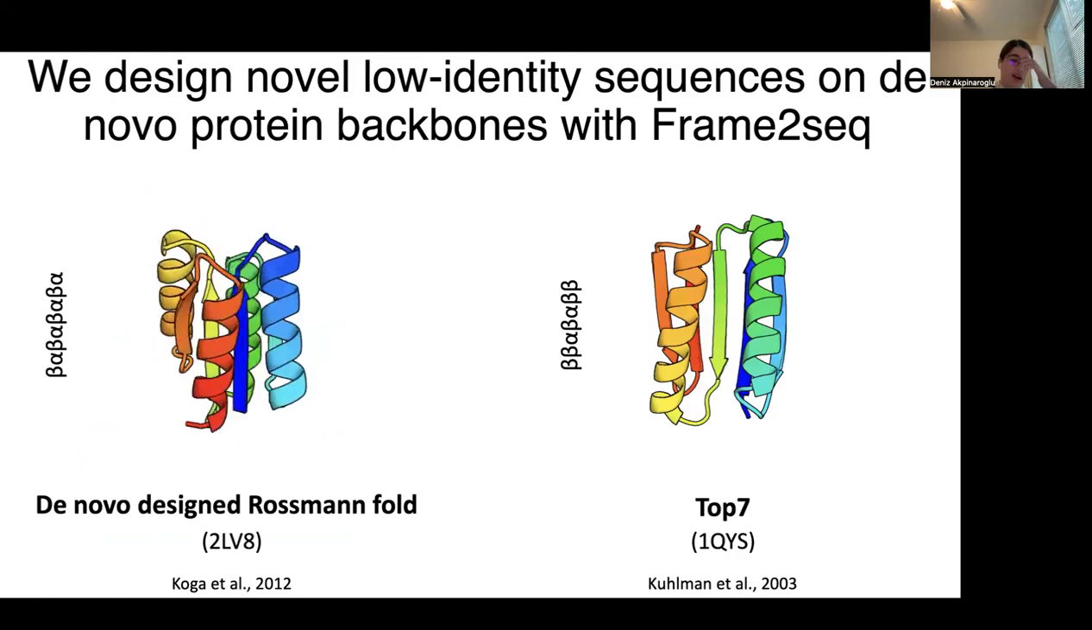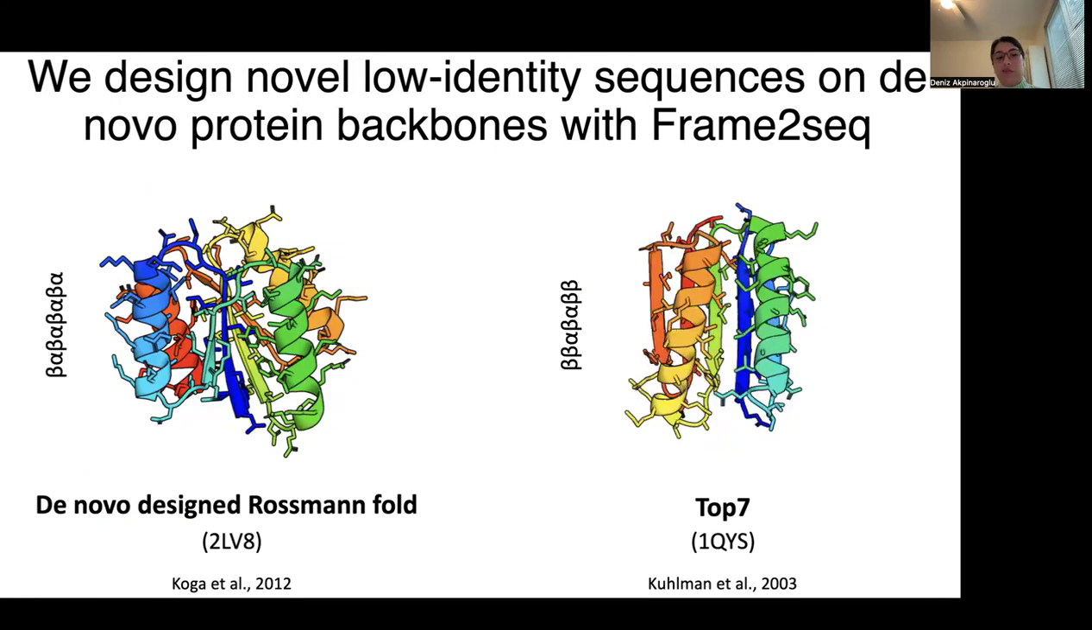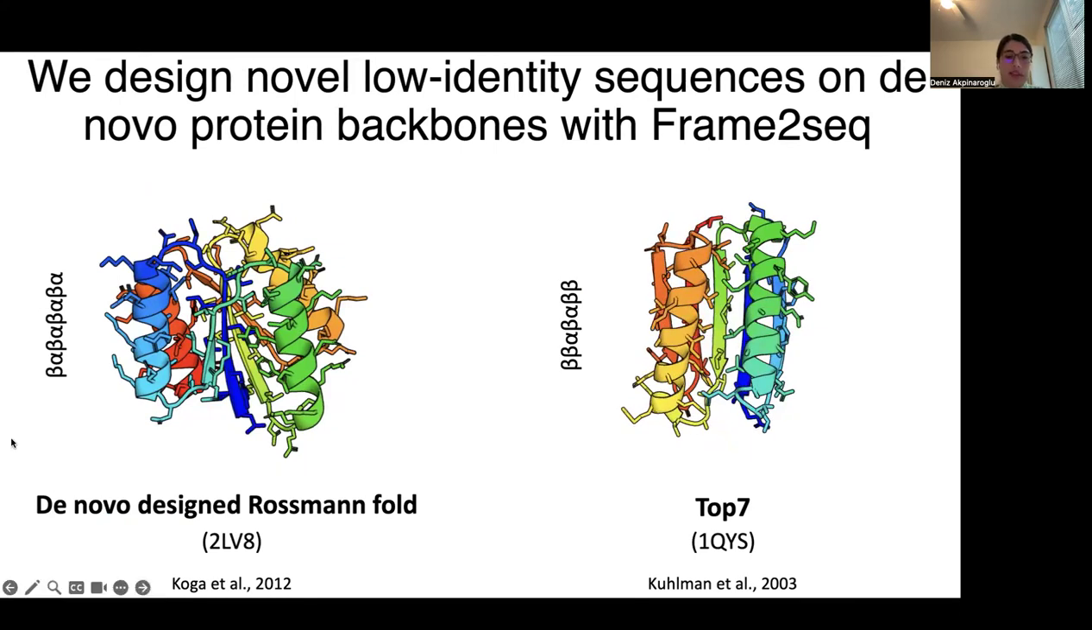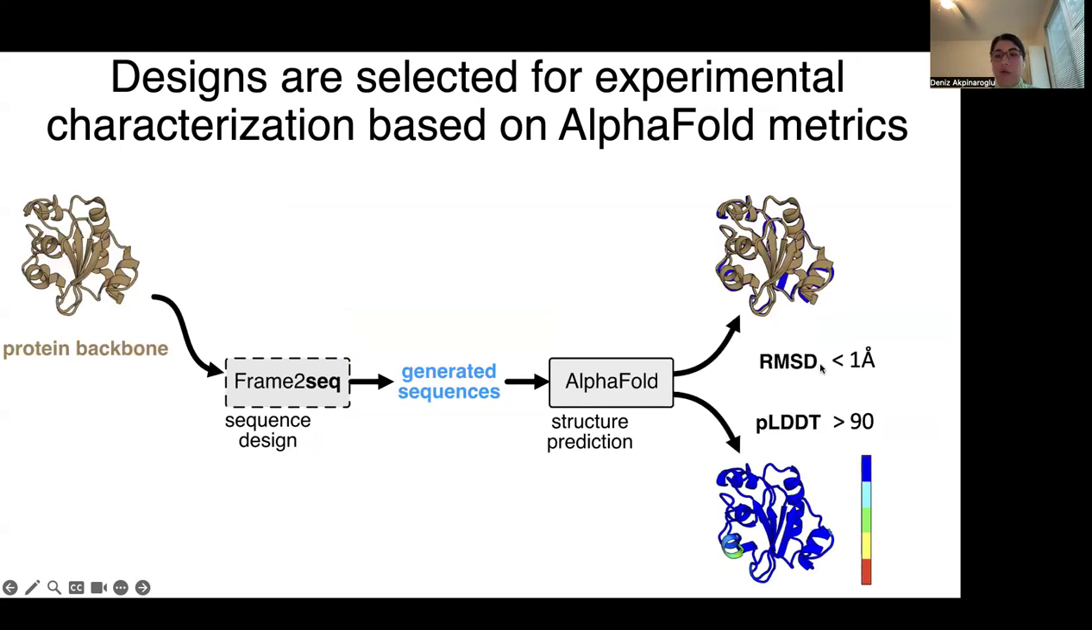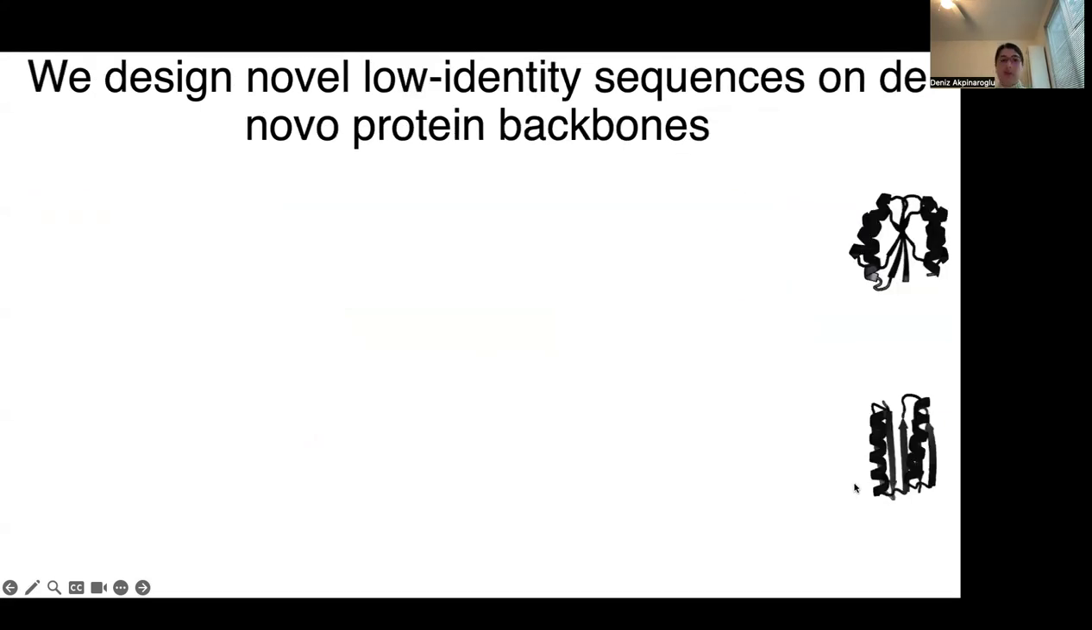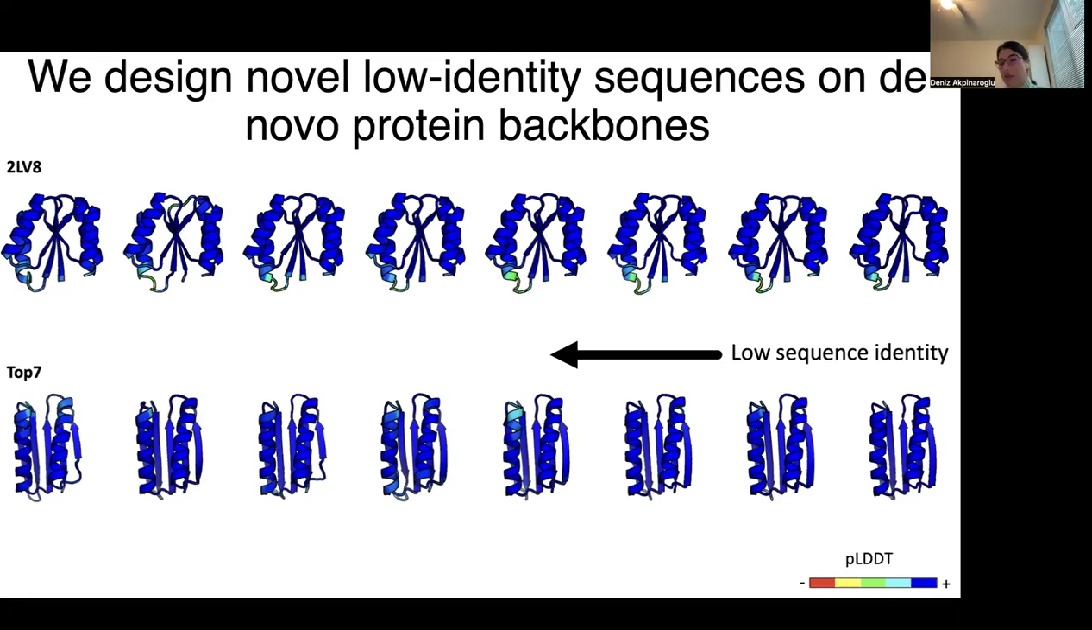So to answer this, we set out to design sequences onto two de novo backbones. In this case, this is the 2LV8 backbone I mentioned earlier, but also the historic Top7 fold right here. And our design process was: give the backbones to Frame2seq, generate a bunch of sequences, and use AlphaFold as a filter, where we had various RMSD and pLDDT cutoffs for selecting higher quality designs. And so for these two backbones, again, we set out to have as low sequence identity as possible to the starting de novo proteins, but still look like them. Designing for low sequence identity with Frame2seq, we got a bunch of designs and, picking the best ones with pLDDT, etc., let's just talk about sets of 8. So 8 designs for 2LV8, 8 designs for Top7.